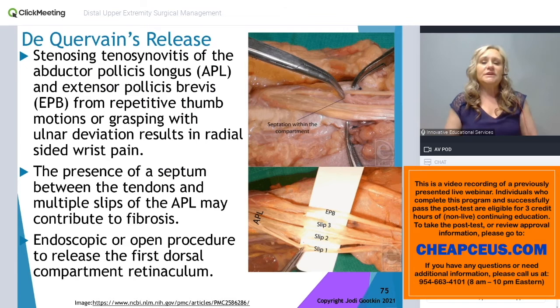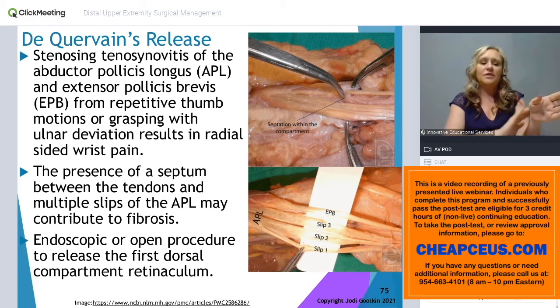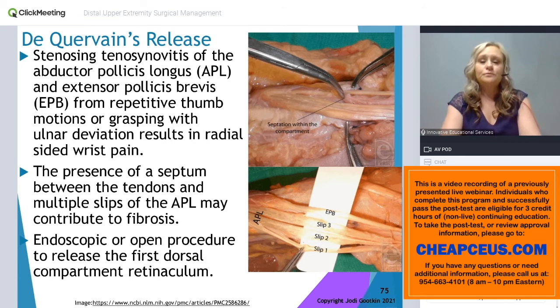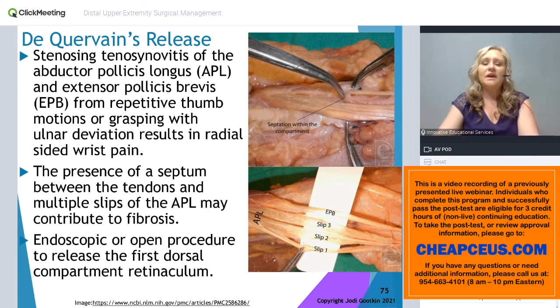De Quervain's release is moving us over now to this radial side of the wrist. This is a stenosing tenosynovitis of our abductor and our extensor pollicis longus. Repetitive types of motions using the thumb as well as ulnar deviation are going to cause pathology of those tendons. When we look at the anatomy in that area, we usually think of just the two tendons coming down into it. What they actually find surgically when they go in and look at the area is there's this little septum in between the tendons.